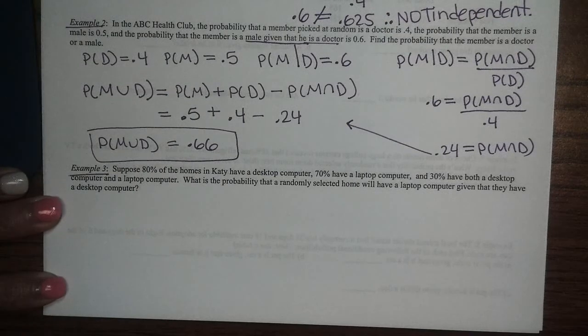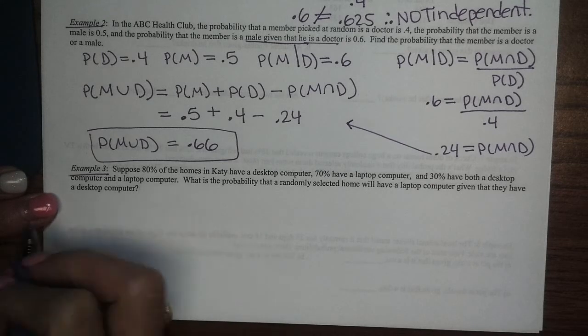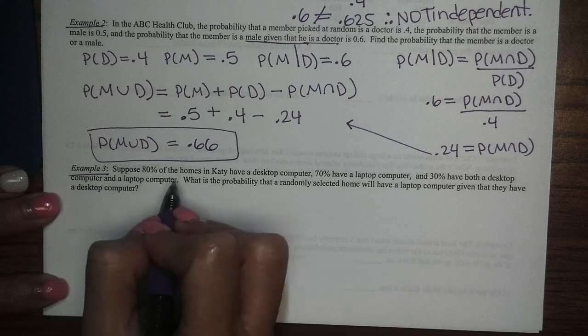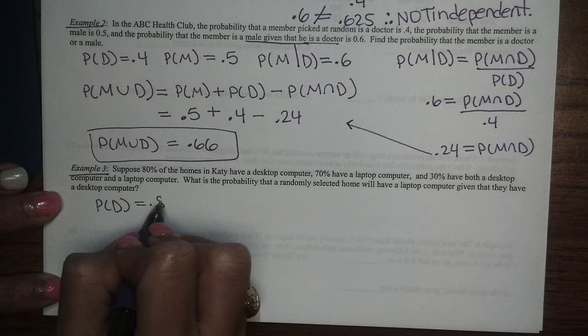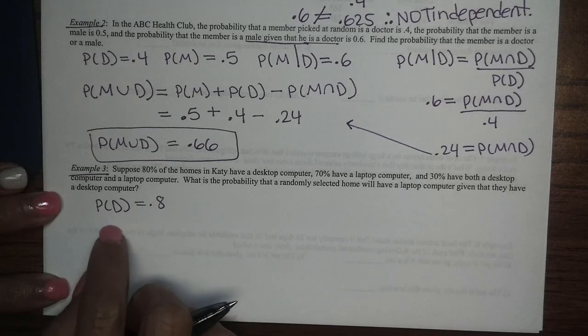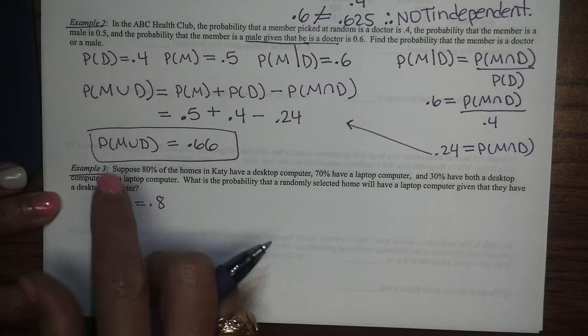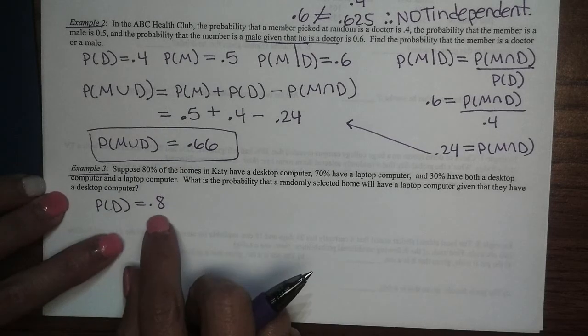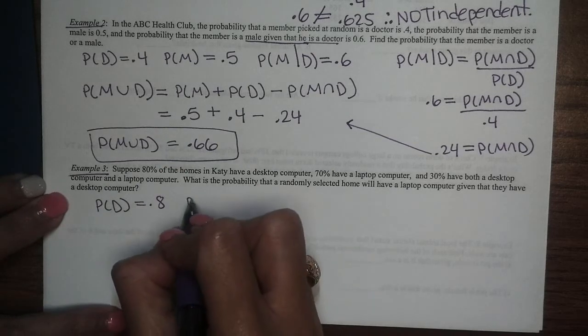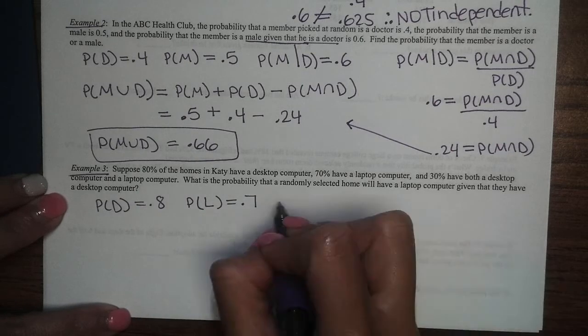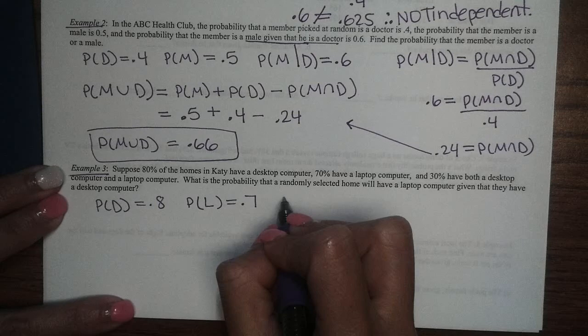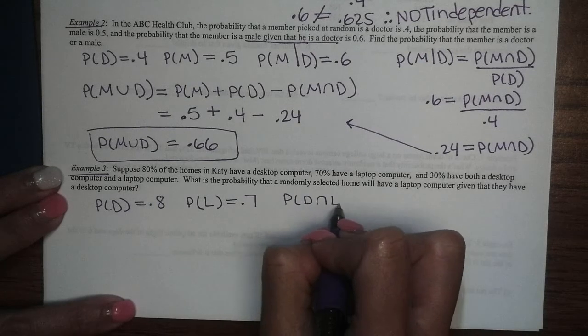All right, example 3. Read the scenario. I like to write down as I read. So 80% of homes in Katy have a desktop. And you can abbreviate all the events with whatever letter you think makes sense. Laptop. 30% have both. So desktop and laptop.